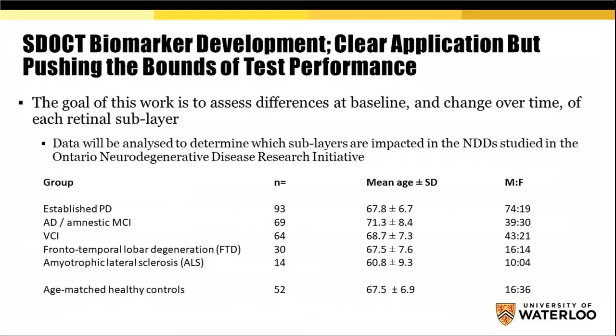This just shows the study subjects, their mean age, male to female ratio, and as you can see, overall, including age-matched healthy controls, we've got at least 230. I think we'll probably end up with final numbers of around 250, 260 across the various diseases. Next slide, please.